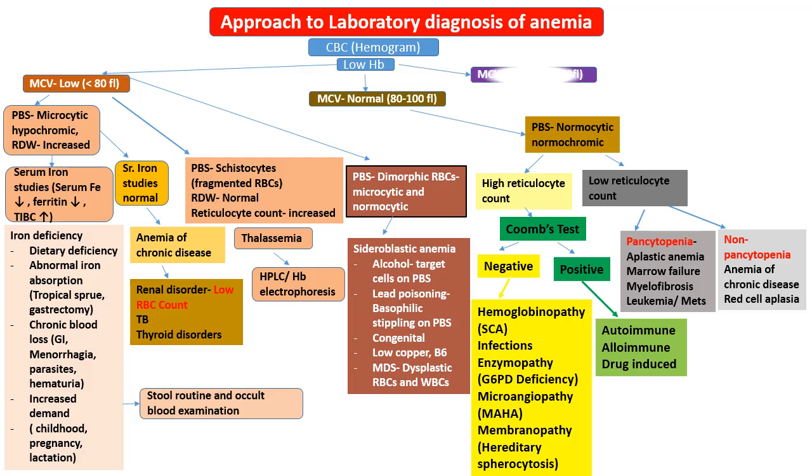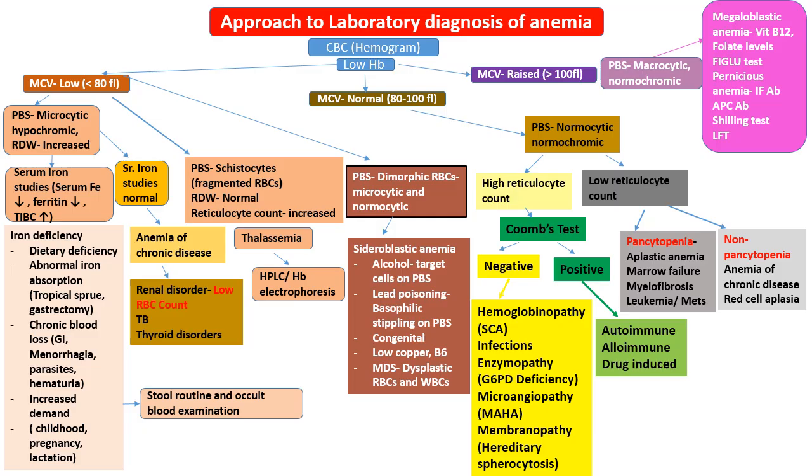Now, if the patient is having low hemoglobin but the MCV is raised, that is more than 100 femtoliters, then it is macrocytic type of anemia. So, on the peripheral blood smear, we will see macrocytes and normochromic blood cells or RBCs. The causes include megaloblastic anemia. For confirmation of megaloblastic anemia, the common tests which are done are vitamin B12 and folate levels. We can also do Figlu test, which is not very common.